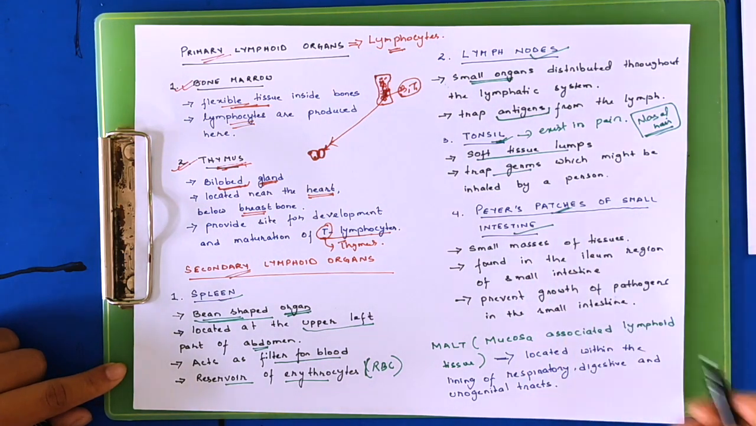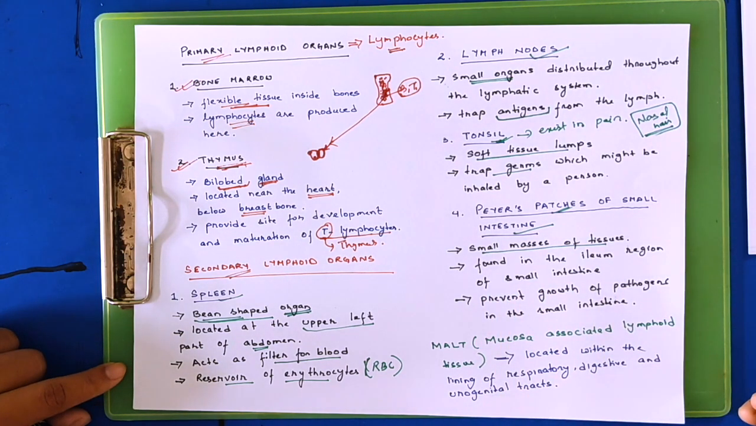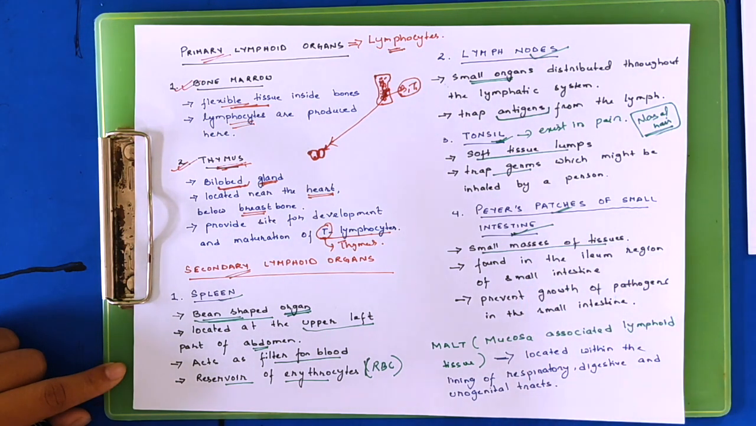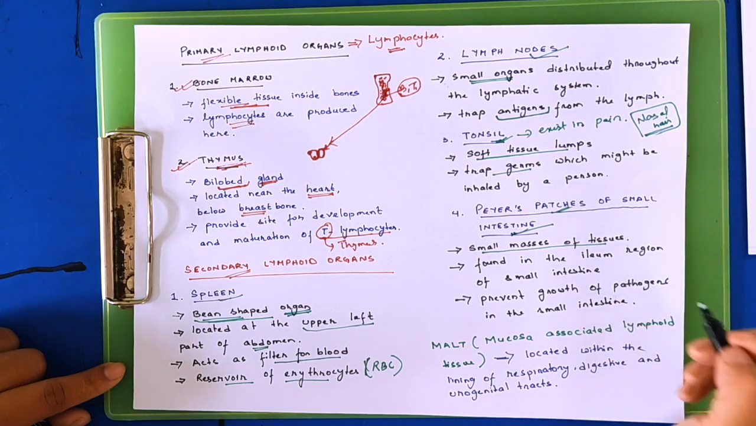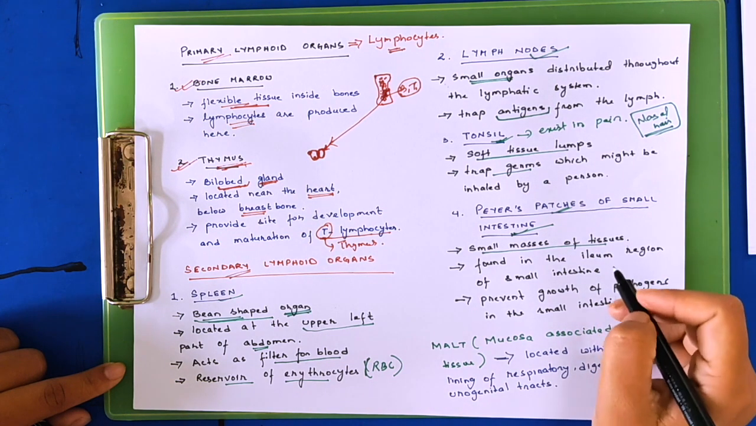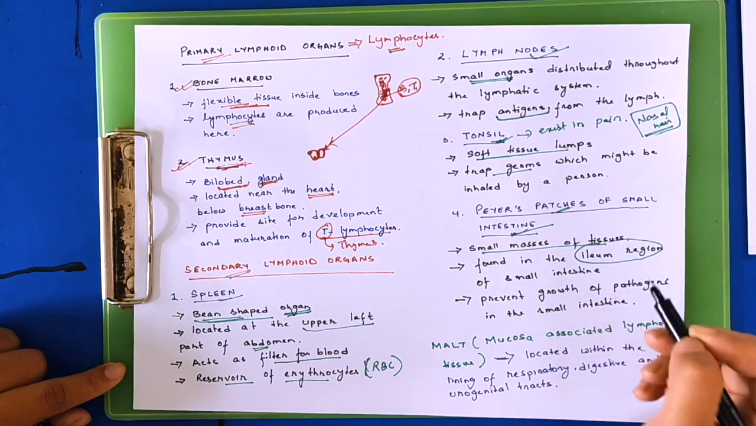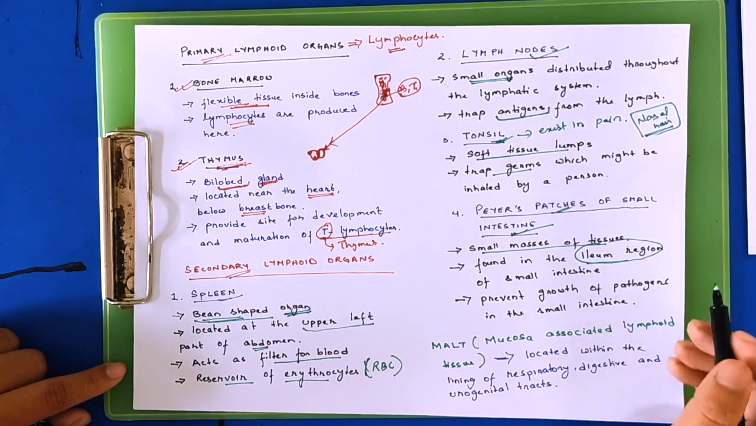Next are Peyer's patches. Peyer's patches means small masses of tissues of the small intestine, small masses of tissues that are found in the small intestine. The small intestine has regions: the ileum, duodenum and jejunum. Peyer's patches are found only in the ileum region of the small intestine, not in the duodenum or jejunum.